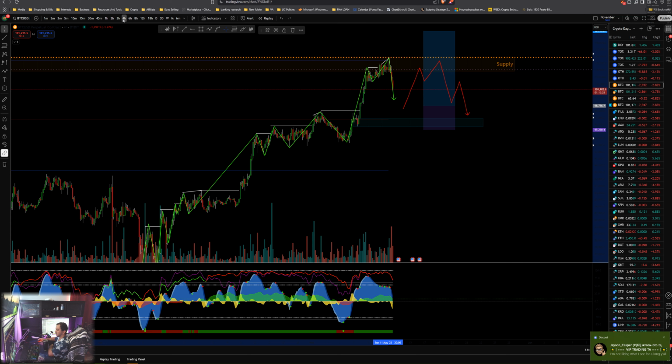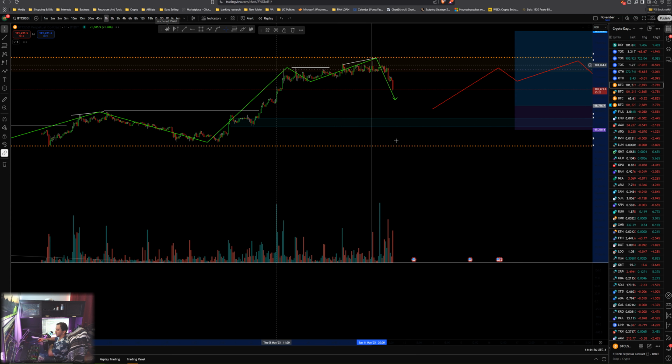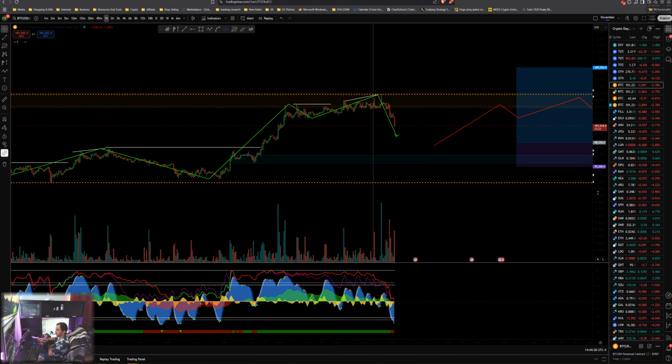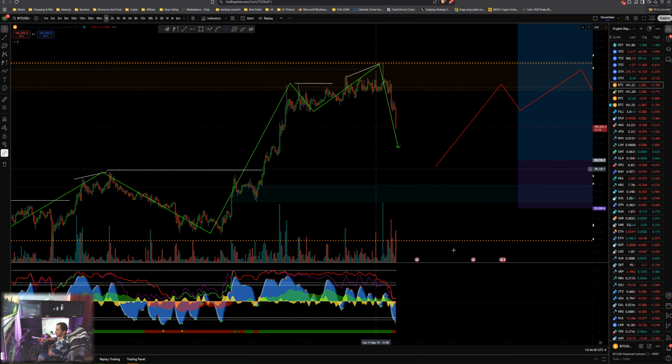The 4-hour has some ugly bear divs, but hourly is what I was really watching. I was talking about this. We had lower momentum waves. Volume was getting lower over here, and we had the volume spike that took out liquidity. And then we had money flow coming out as well.